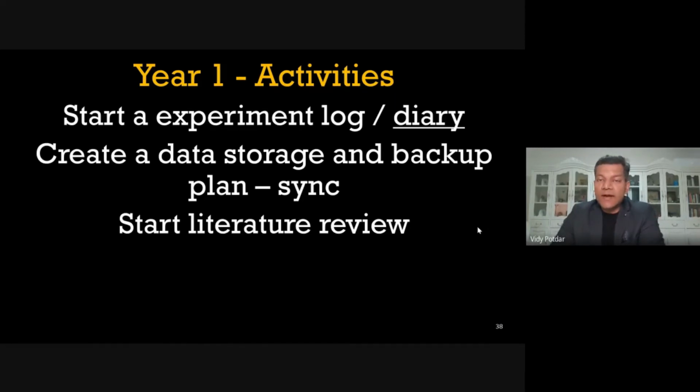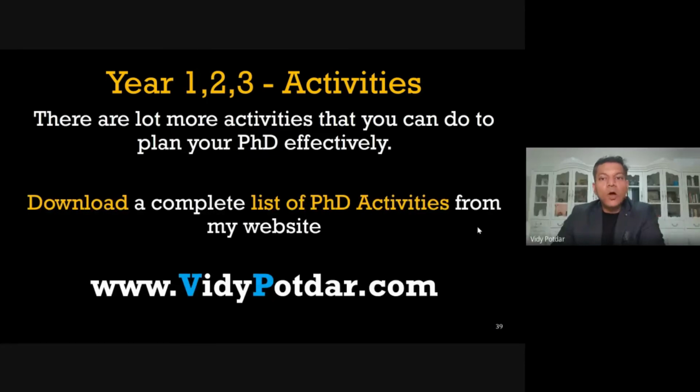One paper definitely should be a systematic literature review. Another could be your proposed conceptual framework that you can present. Another could be a validated framework with results and discussion, and so on. So there are many things that you can publish during the course of your PhD. There are a lot more activities that you can do to plan your PhD effectively, so do check out my website for a complete list of such activities, and follow them step by step.